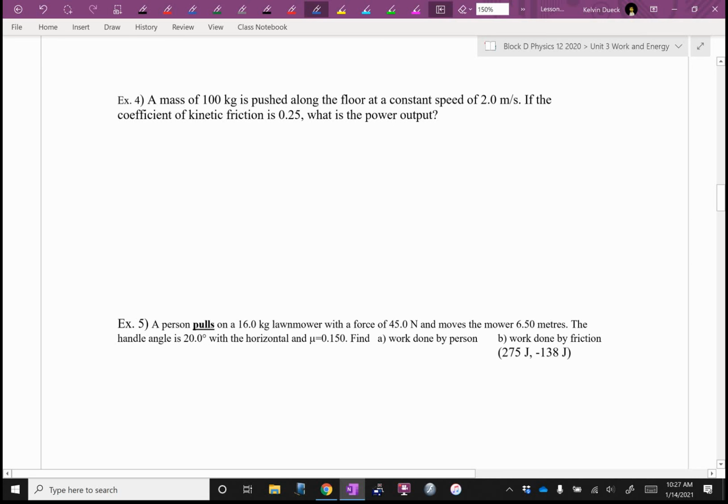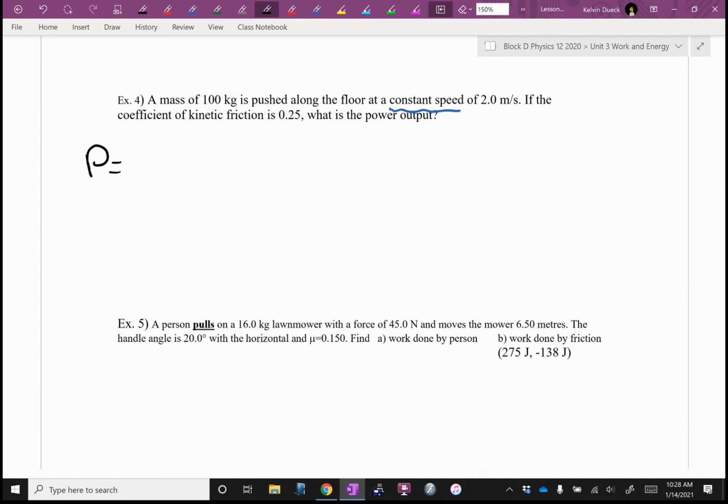Example 4. A mass of 100 kilograms is pushed along the floor at a constant speed. If the coefficient of kinetic friction is 0.25, what's the power output? Ariana, what's this question asking me to find? Now, my first thought was to go work over time. Do you see a time in here anywhere? Do you see a speed?